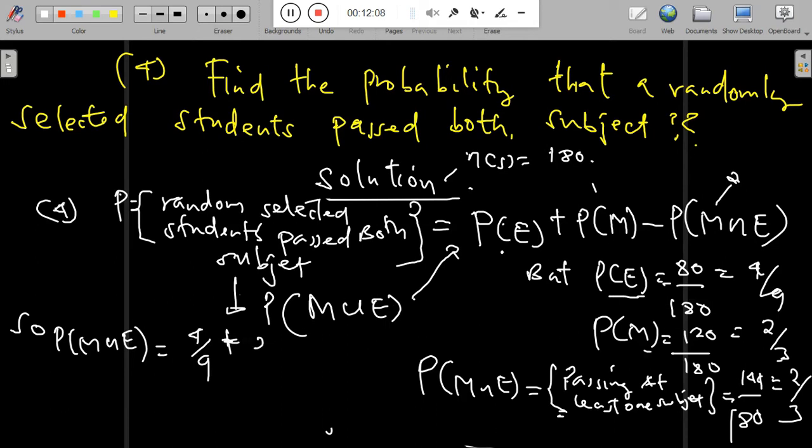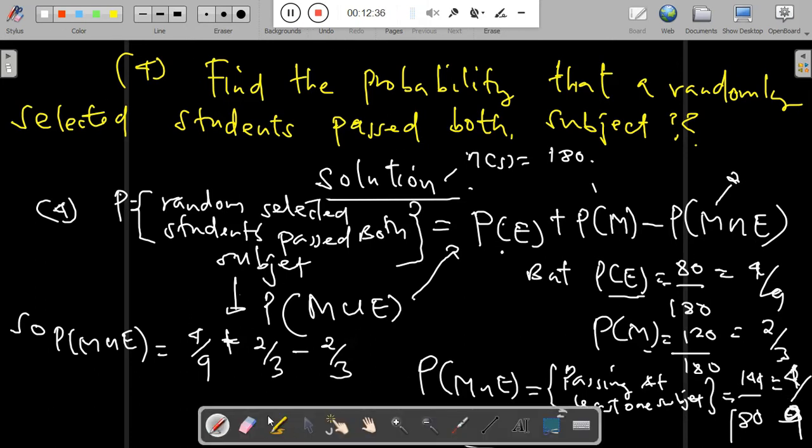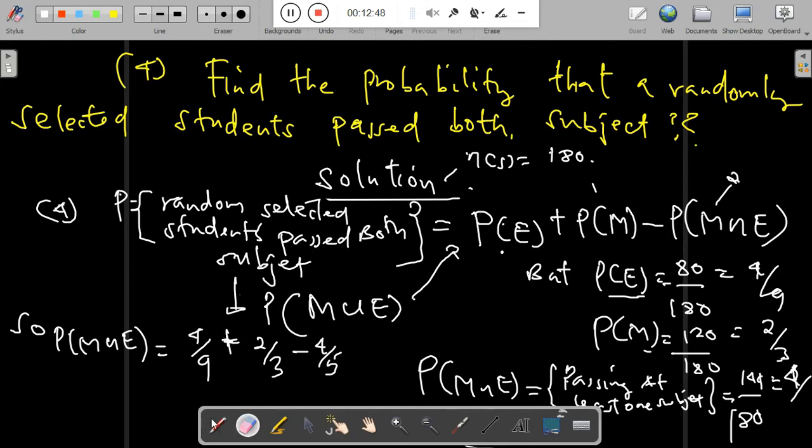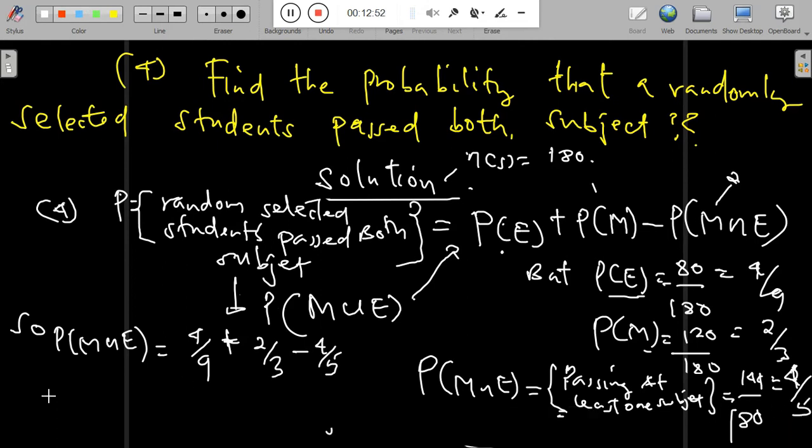So since we found the probability of M intersection E, let's plug it into our formula to obtain the probability that a randomly selected student passed both subjects. It will be 4 over 9, that is the probability of E, plus the probability of M, that is 2 over 3, minus the probability of M intersection E, that is 2 over 3. That is equal to 4 over 9, not 2 over 3. That is equal to 4 over 5.